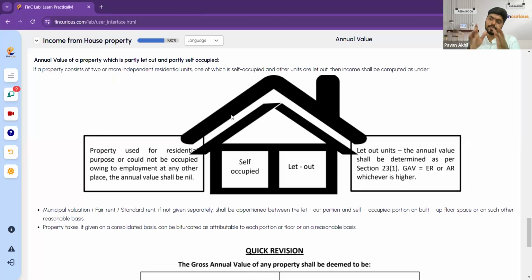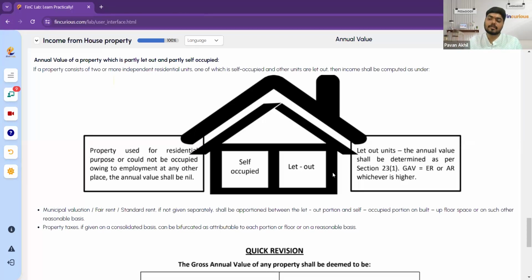Or for example, only the ground floor is there. In that ground floor, some 5 rooms are there. 3 rooms are self-occupied, 2 rooms are let out. So then how do you determine the annual value of the property? Very simple. For property used for residential purpose which could not be occupied owing to employment at any other place, the annual value shall be nil. Obviously, for self-occupied property, the annual value will always be nil.